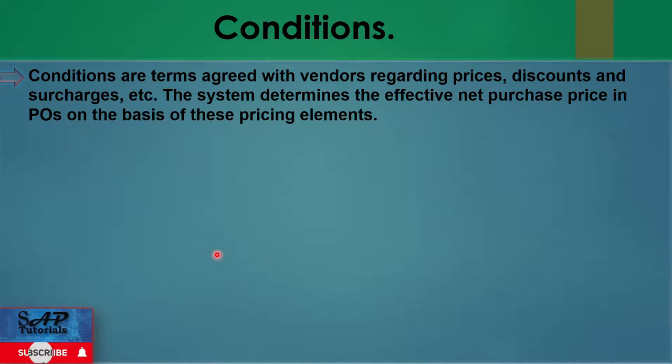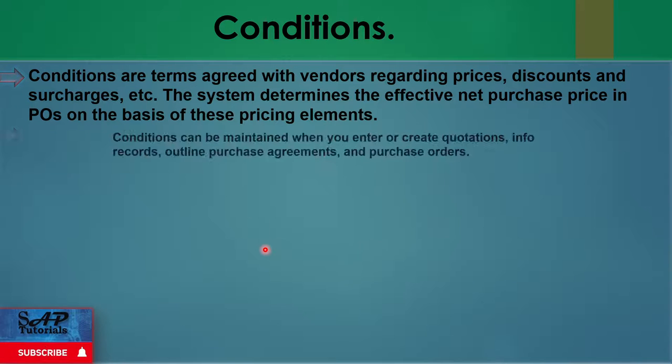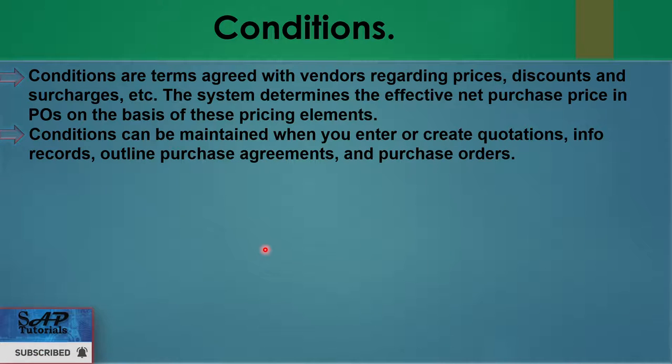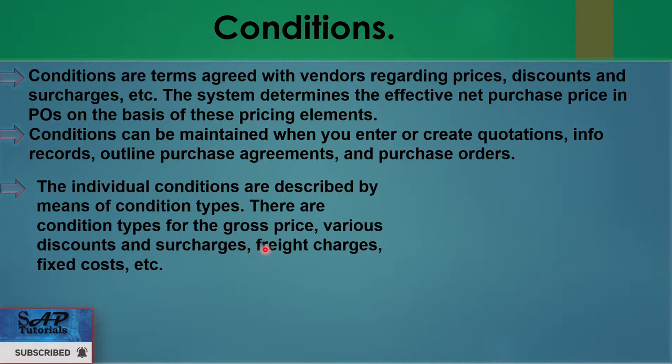Conditions are just agreed terms with the vendor or supplier regarding what the prices of the service or material will be, whether there is any discount, surcharge or tax, etc. The system determines from these conditions the net effective price for the PO and its basic elements. Conditions can be maintained when you enter or create a quotation, info record, outline agreement or purchase order. Individual conditions are described by means of the condition type.